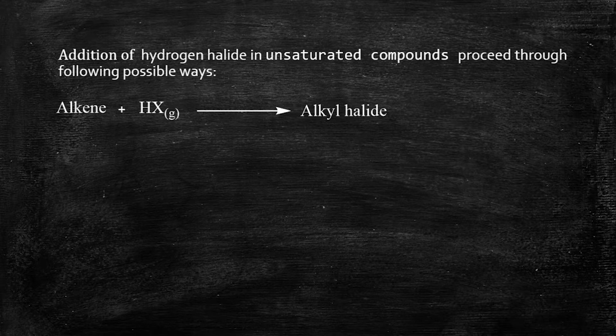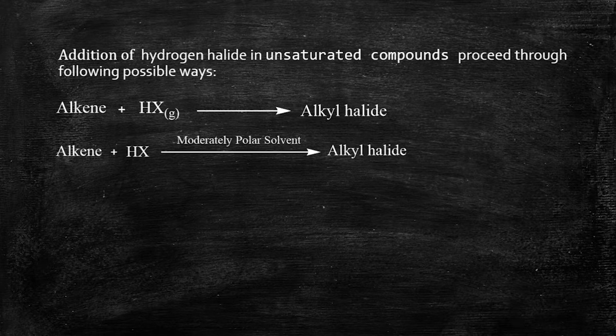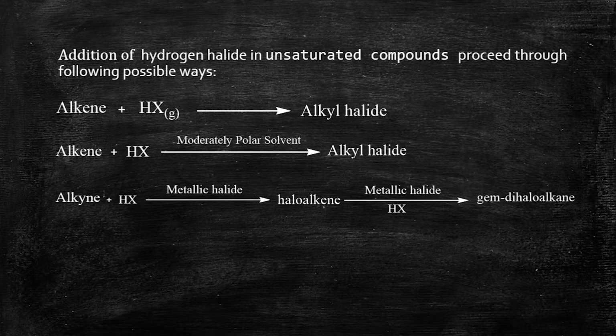The second one is that moderately polar solvents can be used, which will dissolve both polar hydrogen halides and non-polar alkenes. In case of alkynes, a catalyst is added because alkynes are less reactive than alkenes. Metallic halides help to speed up the reaction. If more than one molecule of hydrogen halide is present, then alkynes will be converted into haloalkene, and haloalkene can further react with hydrogen halide to form gem dihaloalkane.